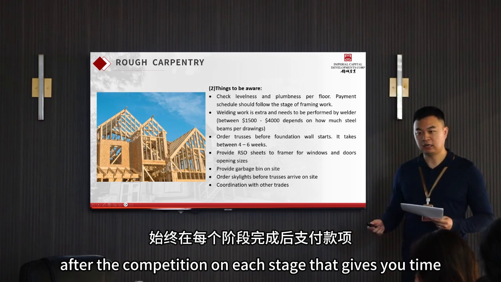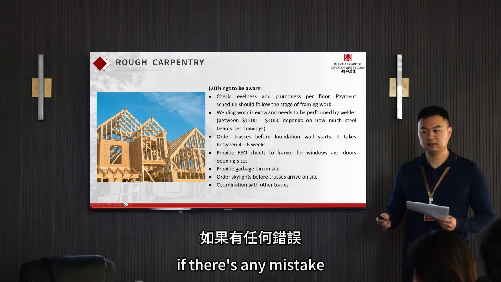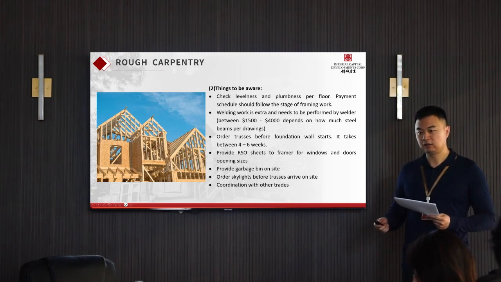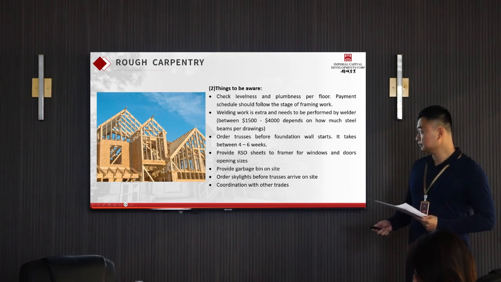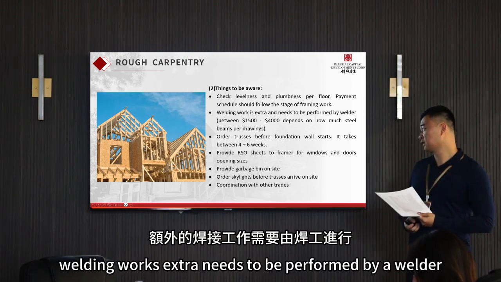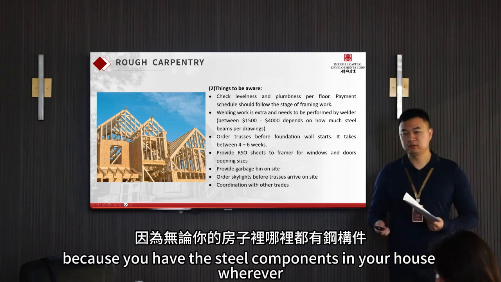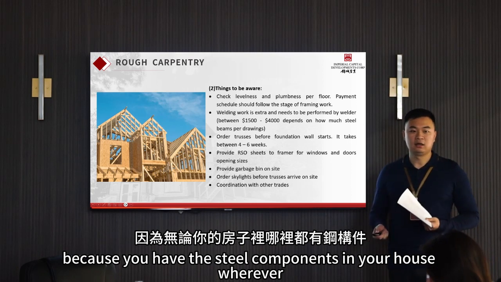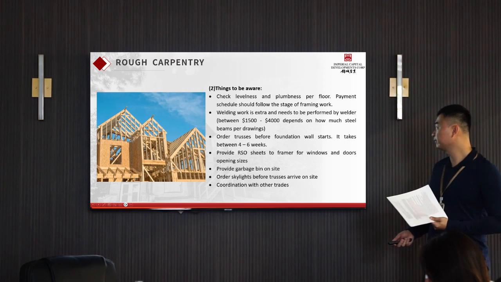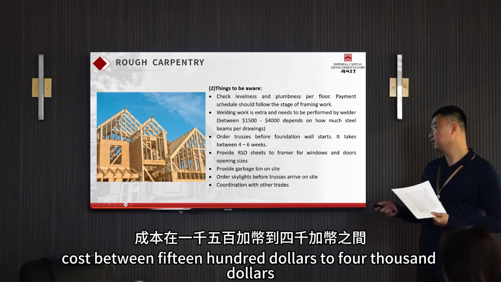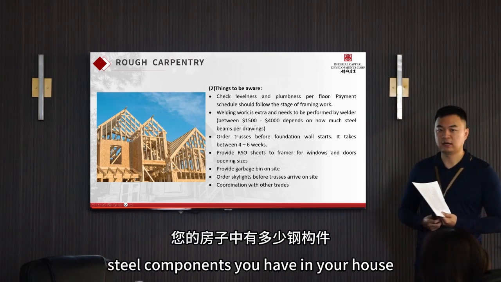That gives you time for your site super to check. If there's any mistake, you gotta give them time to fix. And always you have that flexibility to have the money in your hand. Welding work is extra, it needs to be performed by a welder. Because you have the steel components in your house, wherever there's steel column and steel beam, it has to be welded. It costs between $1,500 to $4,000, depends on how much steel components you have in your house.